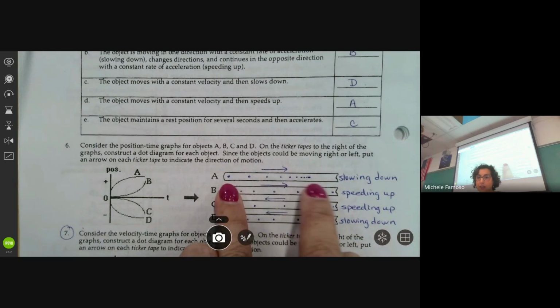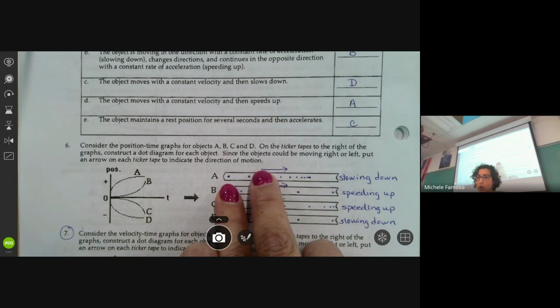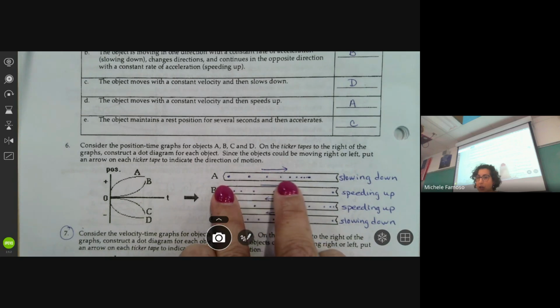A should look like this ticker tape with an arrow above it to show we're going right, with the dots getting closer and closer together. B, arrow to the right to show we're moving right. The dots get further and further apart. C, arrow to the left. We're now going left, and the dots should get further and further apart.